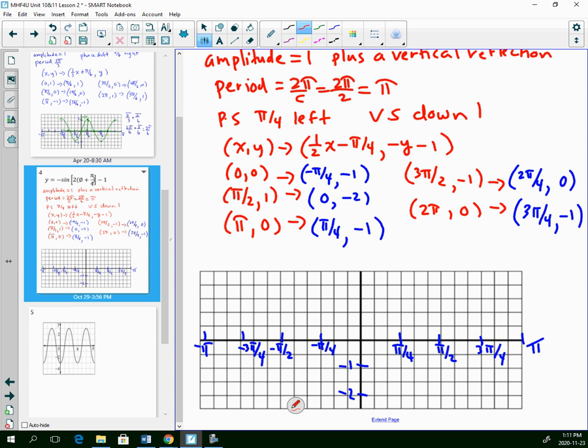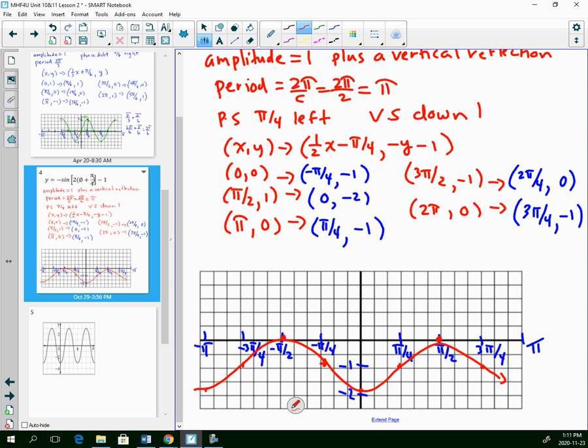So negative pi over 4 and -1, 0 and -2. Pi over 4, -1. Pi over 2 is 0, and 3 is back. So there's one cycle. And then I'll just repeat that to the left. So back to the top, back to the middle, down to the bottom. And there is 2 cycles.